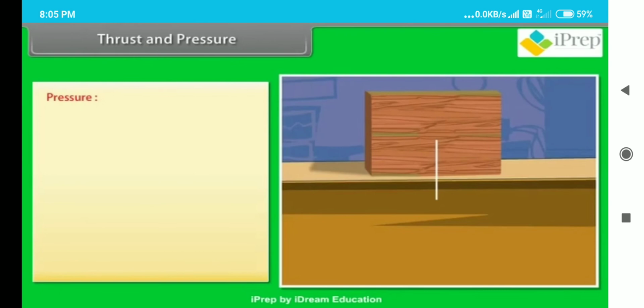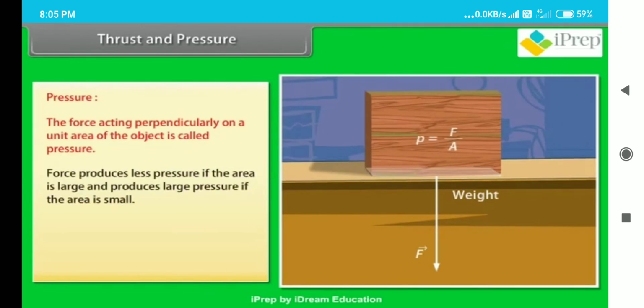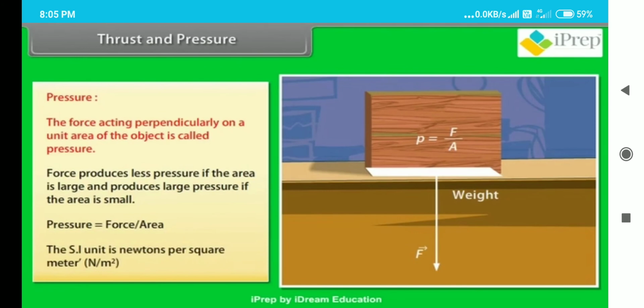Pressure. The force acting perpendicularly on a unit area of the object is called pressure. Force produces less pressure if the area is large and produces large pressure if the area is small. Pressure is equal to force upon area. The SI unit is newtons per square meter.